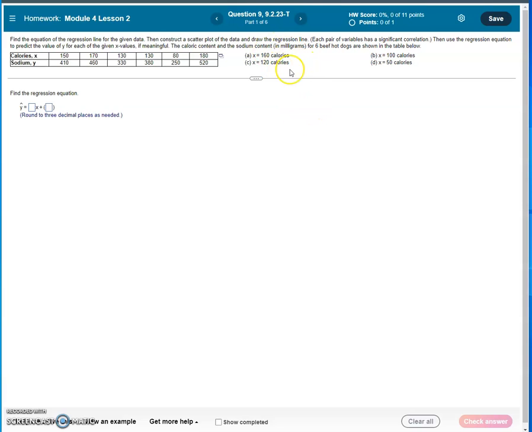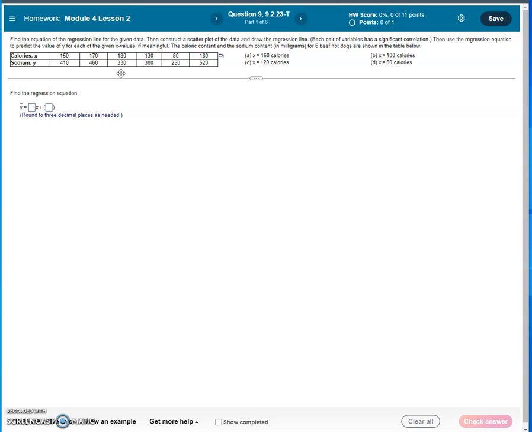Okay, so I'm going to step you through this. All right, so we have data points that relate the number of calories content and the sodium content in hot dogs. Okay, so are these two variables related? And one thing, there's another question on the final that has to do with labeling the variables.